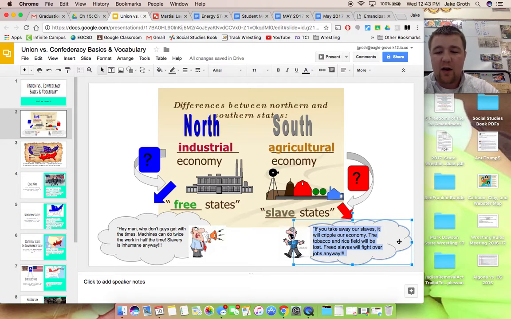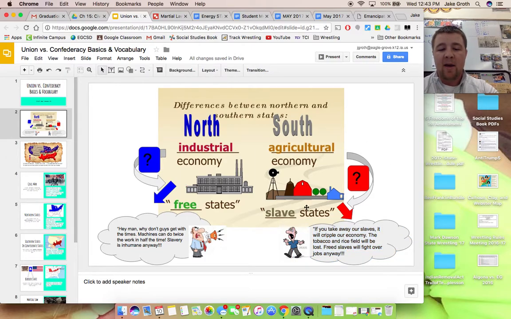If you take away our slaves, it's going to cripple our economy, and the tobacco and rice fields are just going to dry up. Who's going to be out there to do that, right? The invention of the cotton gin was the main reason we needed more slaves, because if you produce more material, you need more slaves to pick it out of the fields, harvest it, bring it to the factories, and split the seeds from the cotton. So big problem there.